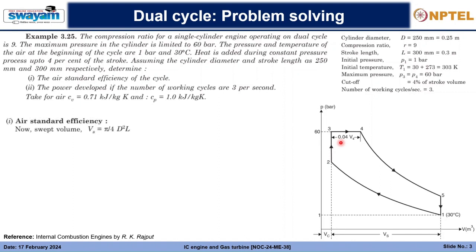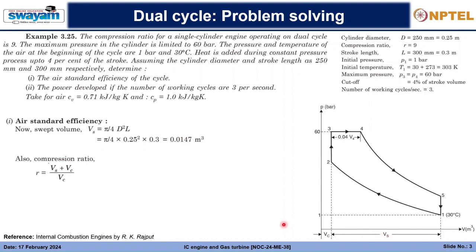So for air standard efficiency, first we find out the swept volume. So what is the swept volume? This is the part in which the piston has traversed from the bottom dead center out here to the top dead center out here. So this part, the piston has swept, right? That is the swept volume, Vs, and we are already given the cylinder diameter and the stroke length. Accordingly, we can find the swept volume. Then the swept volume evaluates to be this, and after that we find the compression ratio.